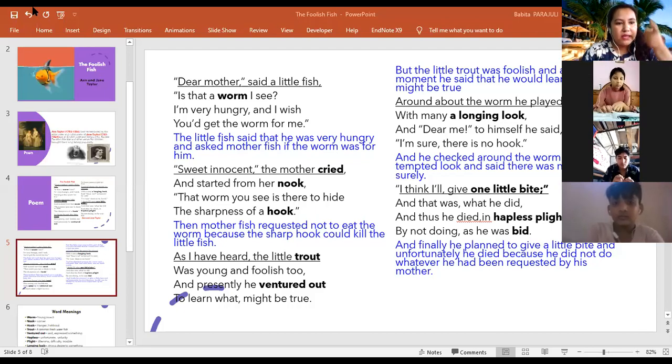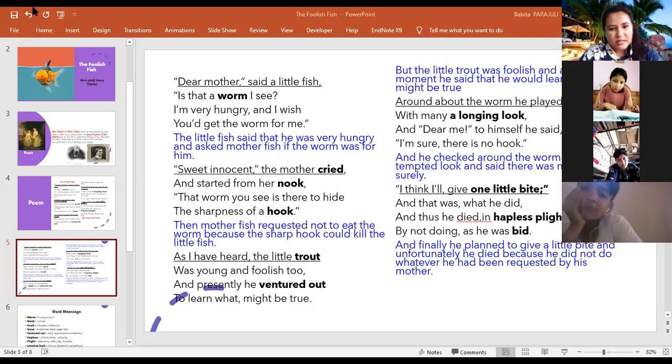But some people use a special kind of hook. I think you have seen it, right? Even if you haven't seen it, obviously you have seen it in the video. Yes, ma'am. So yeah, there was one hook, and on that hook one worm was hanging, right? So it is the conversation of the mother fish and little fish inside the water, right?